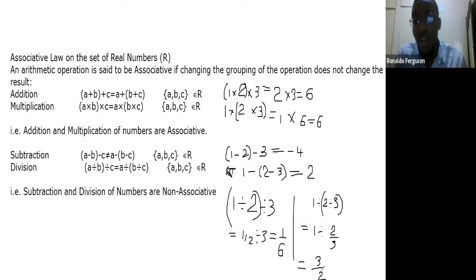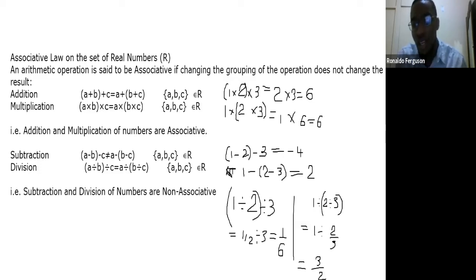We can therefore conclude that the associative law only holds true for addition and multiplication. So the commutative and the associative laws only hold true for addition and multiplication under the real number system. Division and subtraction do not hold true for either commutativity or associativity.